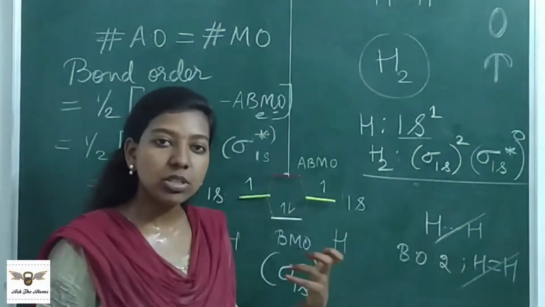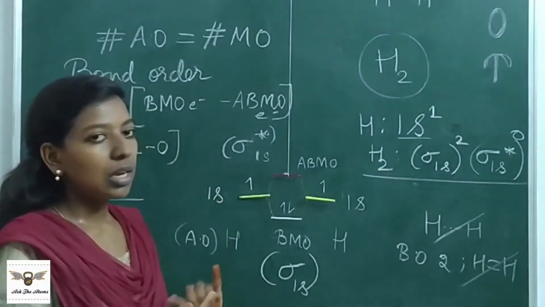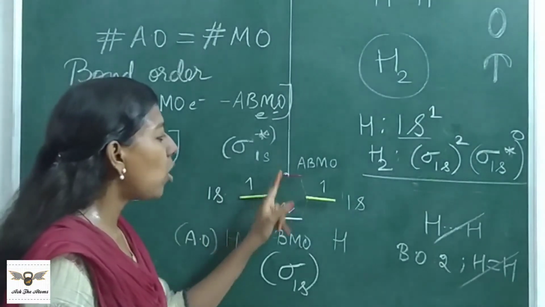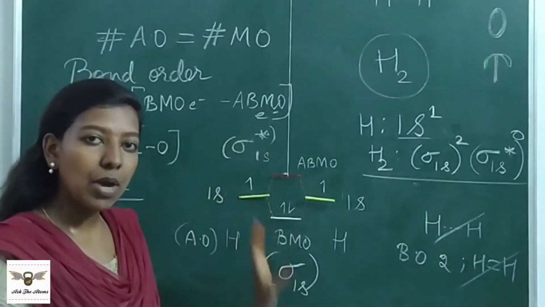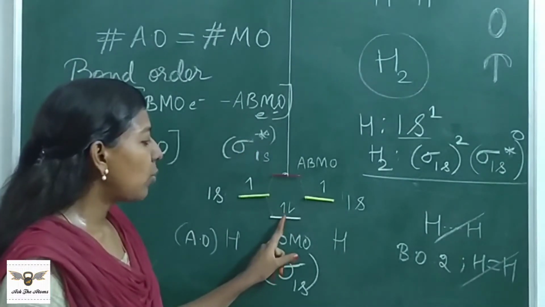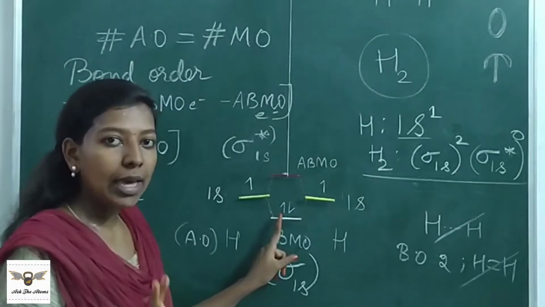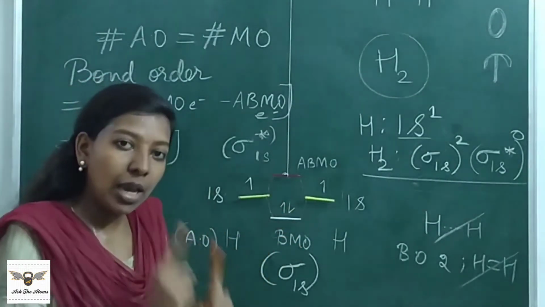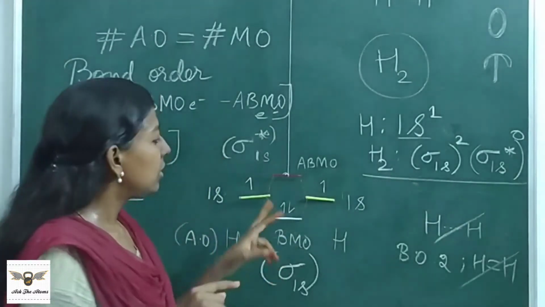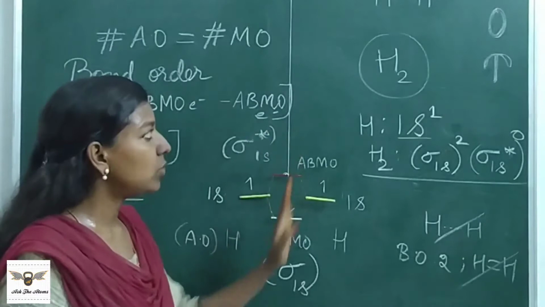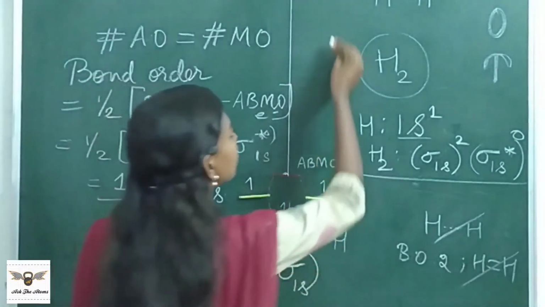When we talk about the property of this molecule, there can be 2 things, diamagnetic or paramagnetic. For that, you need to look at the molecular orbitals only. Remember, for diamagnetic or paramagnetic properties, look at the molecular orbitals. In the molecular orbitals, my bonding molecular orbital has 2 electrons. It is paired. They are paired. So here, I will say my hydrogen molecule is diamagnetic.